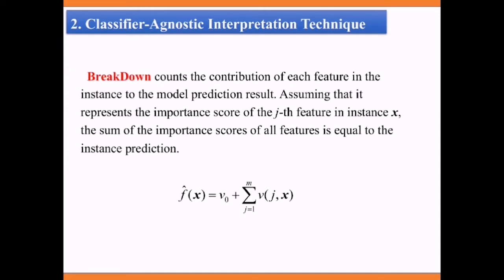BreakDown is a CA method. For a target instance, BreakDown uses a greedy strategy to sequentially measure the importance scores of features. Assuming that X is a target instance with M features, F is a black box model, the feature importance scores generated by BreakDown satisfy the equation, where V represents the feature importance score calculated by BreakDown for the instance on the J-th feature.